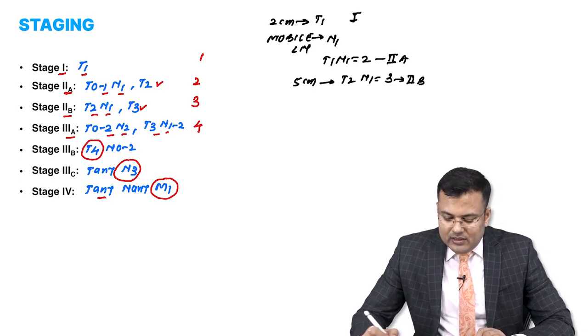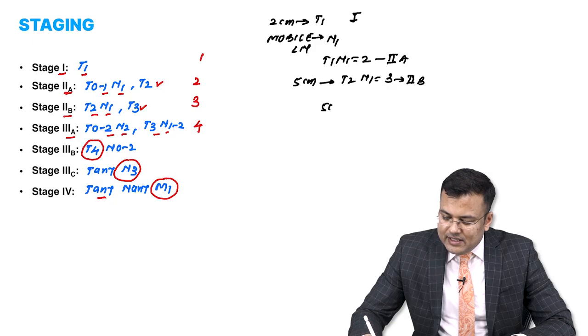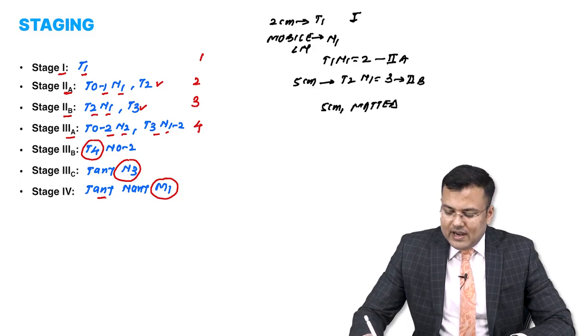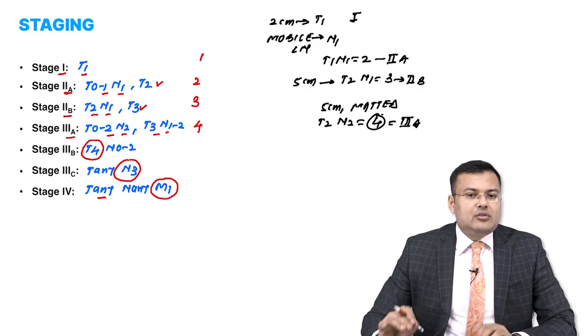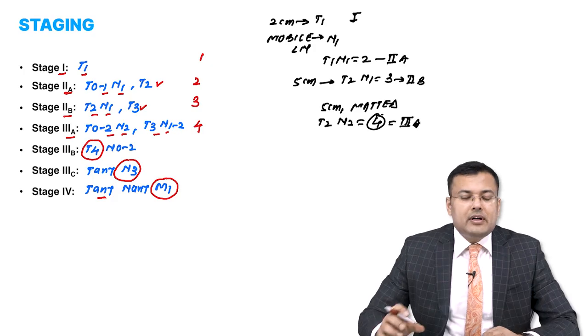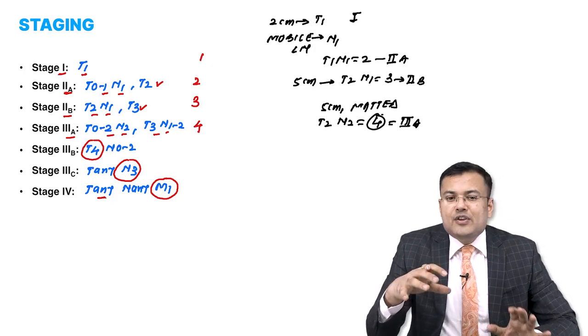And suppose the size of the lymph node is 5 centimeter, but the lymph node is matted. If the lymph node is matted, 5 centimeter T2, matted lymph node N2, 2 plus 2, 4. Number 4 is for 3A. Got it? So this is how you are supposed to remember. You have to practice and easily you can remember.